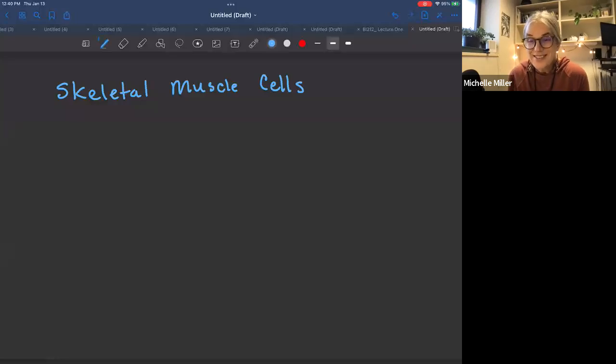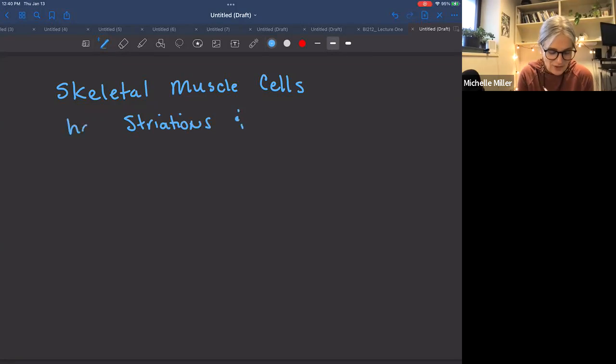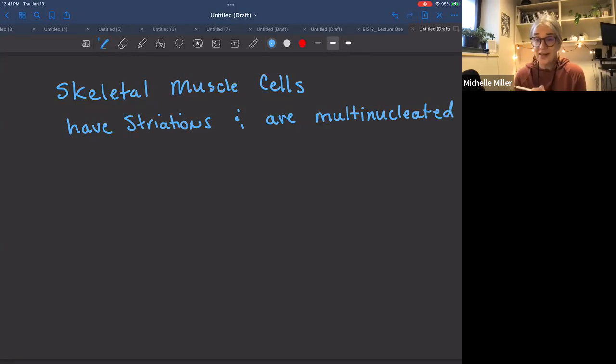Skeletal muscle cells are striated and they are also multinucleated. So they have these striations, and we are going to get to what these striations are. And so they have striations and are multinucleated. What does that mean? That means that they have more than one nucleus.